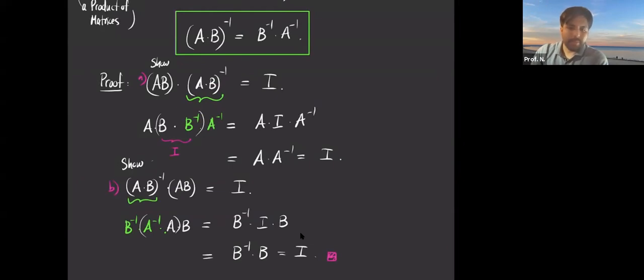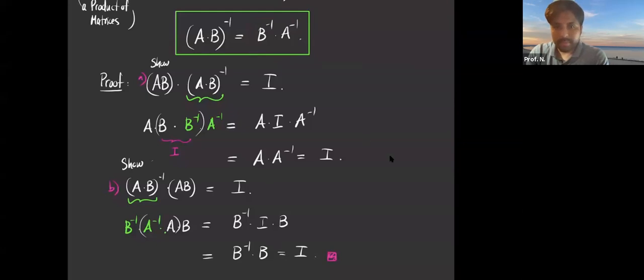And it works out with this proof. It works out that if I multiply this proposed inverse of AB, I get the identity. If I do AB and then the inverse, and if I switch the order, the inverse first, then AB, I still get the identity.